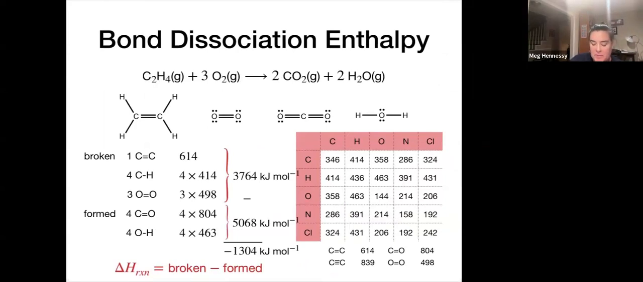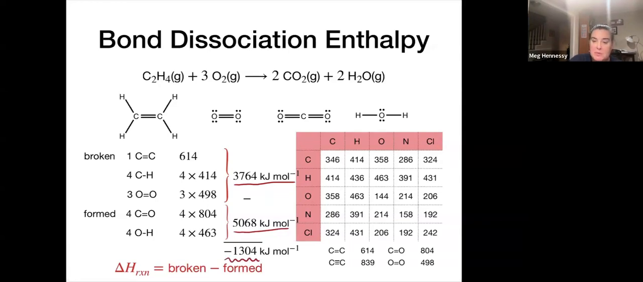We broke 1 carbon-carbon double bond, 4 carbon-hydrogen single bonds, 3 oxygen-oxygen double bonds. And I found the total energy associated with breaking all of the bonds was that number, 3,764. Similarly, I took the energy of forming the 4 CO double bonds and the 4 OH single bonds, added those all up. I got 5,068. I took the bonds broken minus the bonds formed. I added that together, and I got negative 1304.